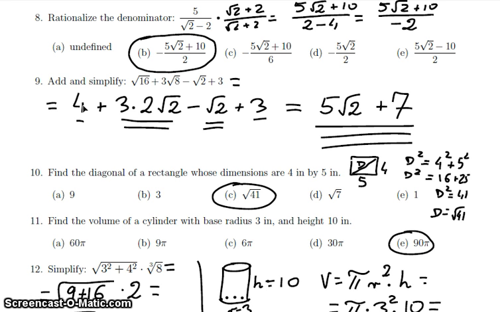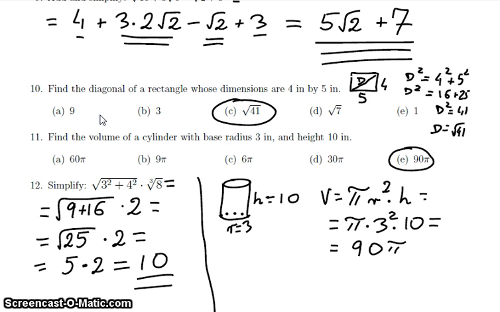Radical 16 is the same as 4. Radical 8 can be simplified into 2 radical 2. Then radical 2 can't be simplified and 3 can't be simplified. And then you add 4 and 3, gives you 7. And then 3 times 2 is 6, so you have 6 radical 2. 6 radical 2 minus 1 radical 2 is going to be 5 radical 2. And then you can't add anymore. This is your final answer.